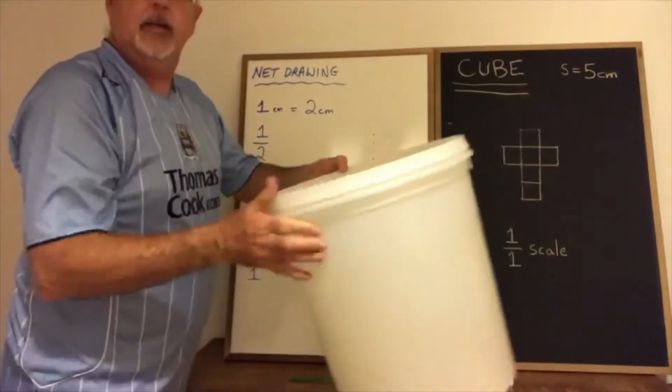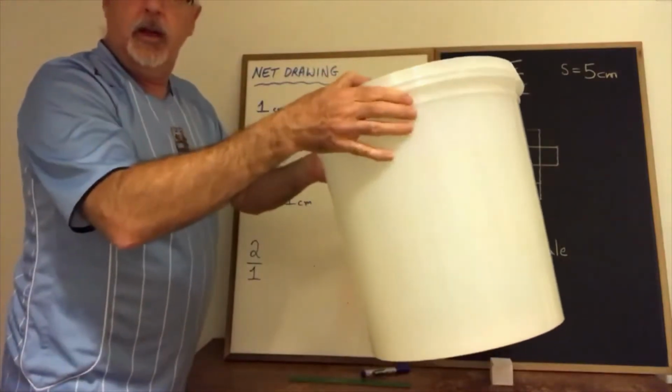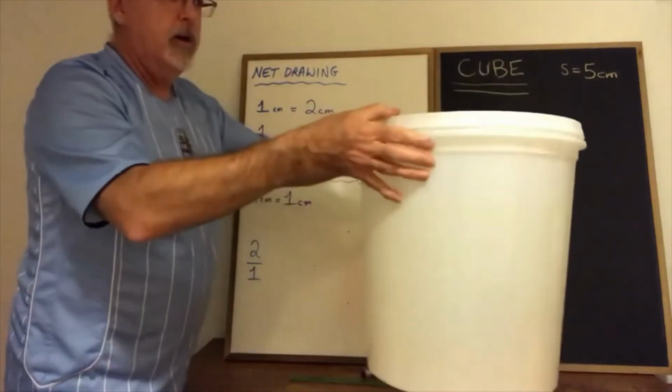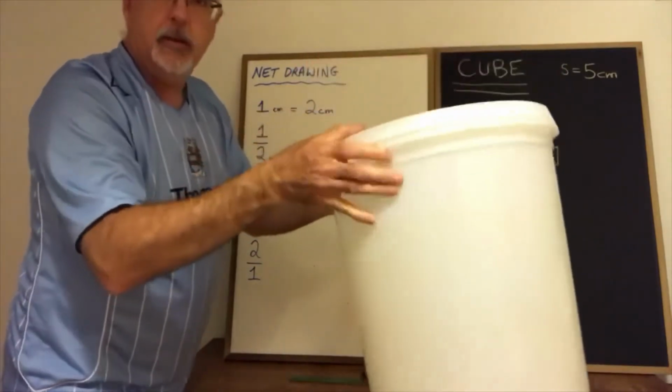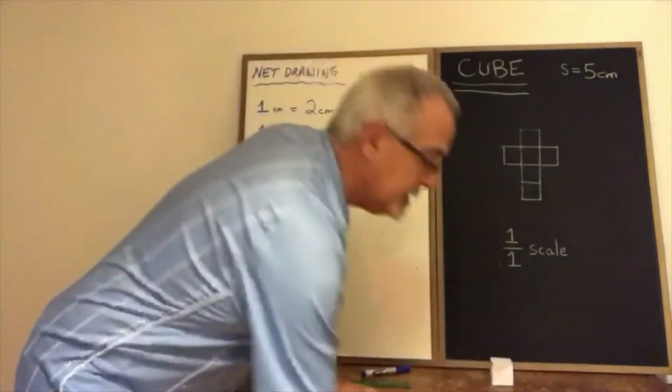I could even be asked to draw this cylinder, and there's no way that I could draw the net on a single sheet of paper. There's no way I could even draw the cylinder itself on a single sheet of paper. I'd have to use a scale.